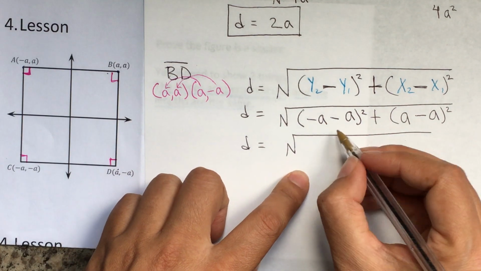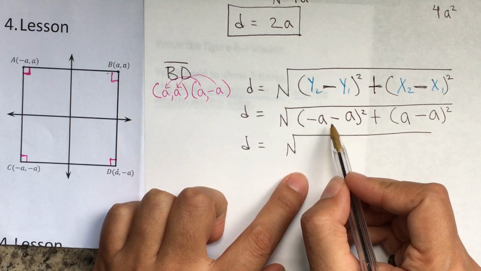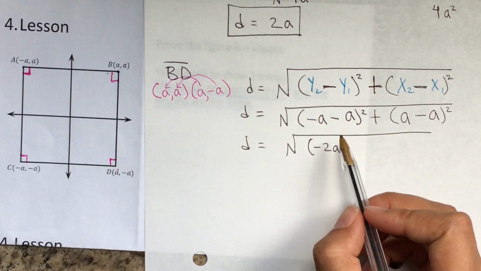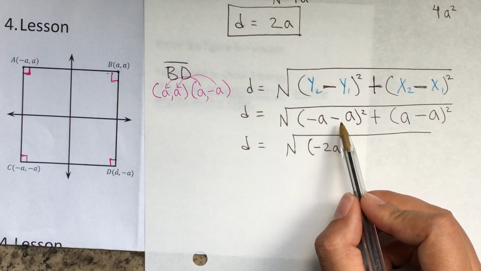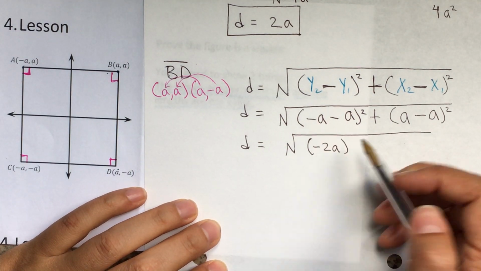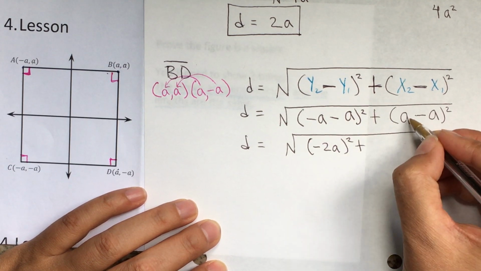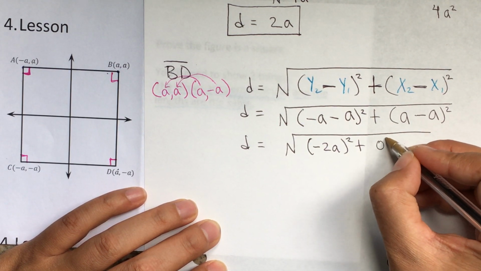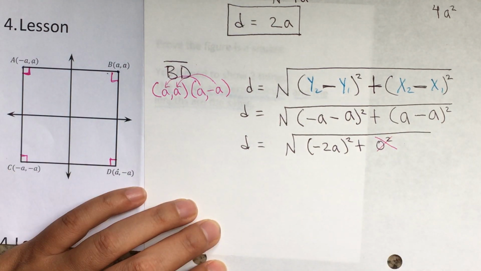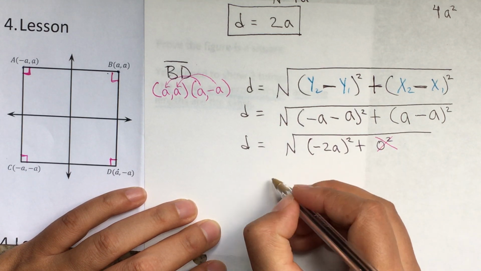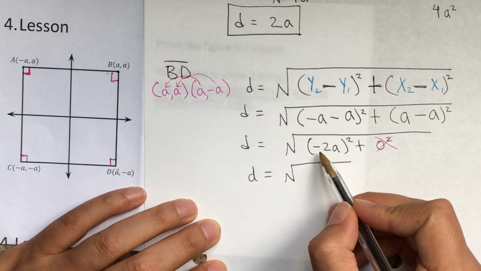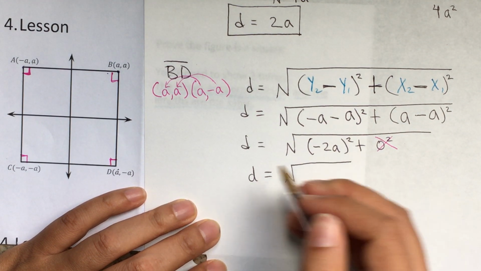We simplify each parenthesis, and so negative a minus a is negative 2a. Remember that when we have same signs, we add and keep the sign. Square that, plus a minus a is 0 squared. Since 0 squared is 0, and we add 0 to anything, that basically won't affect. We take the square root, and so negative 2a squared is the same thing.